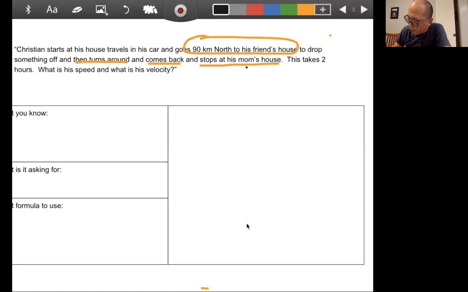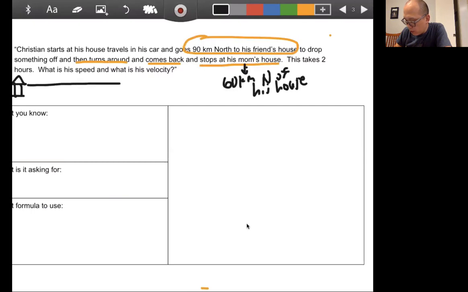I should have said he stops at his mom's house, and his mom's house is, oh, whoops, bad me, I forgot. 60 kilometers north of his house. What a mistake. Okay, so in this situation, what I was going for was I was trying to say, let's go back to the story from the first problem. Christian's at his house. He ends up, at the end of the story, he's still at his mom's house. And that mom was still 60 kilometers away north.